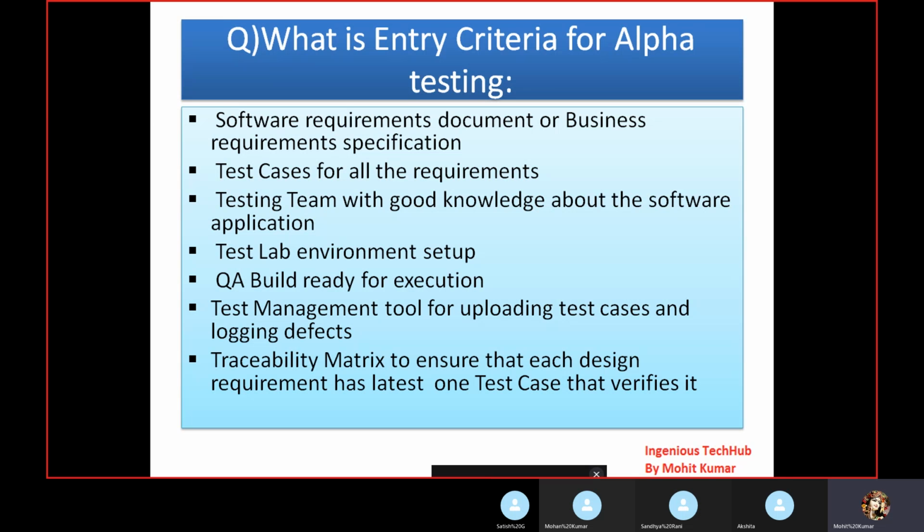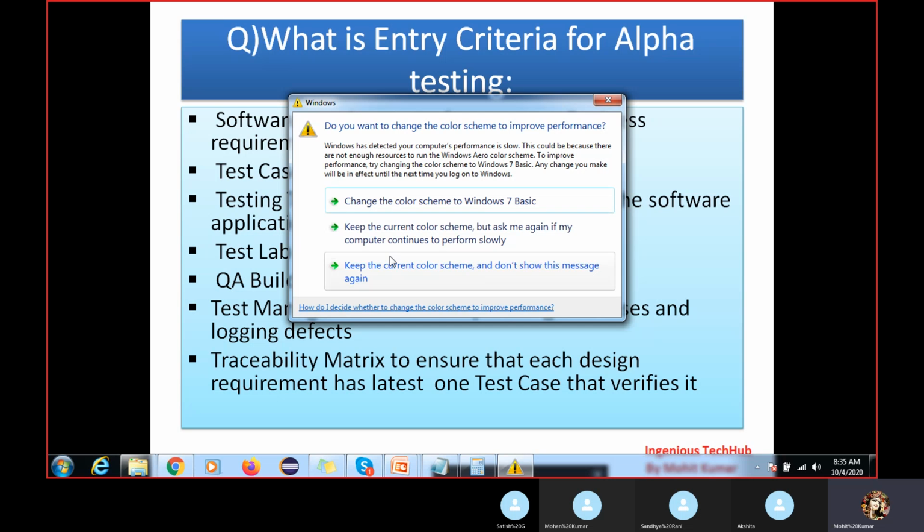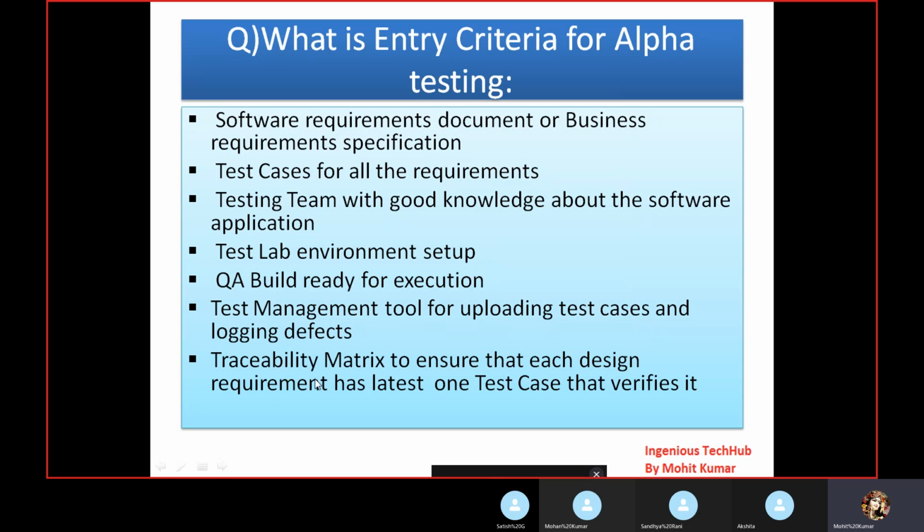In the test management tool, from there you can raise the defect, follow the defect, close the defect, everything we have to manage. You can see from the name itself, test management tool. So it is very easy to manage all the things, right? Otherwise we cannot manage it. If you have a big application with 2000 test cases, how can you track all the stuff, right? Got it, right? So we have the test management tool, and the traceability matrix to ensure that each design requirement maps to the latest test case and is verified.